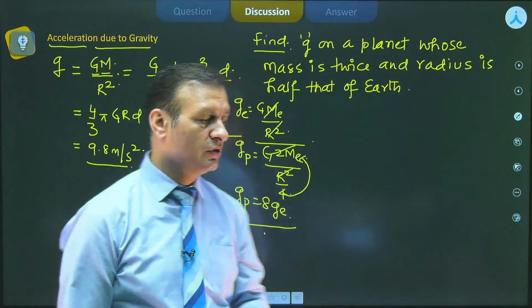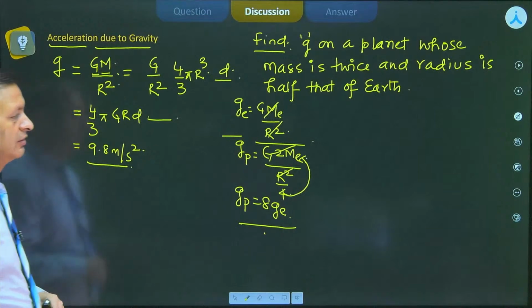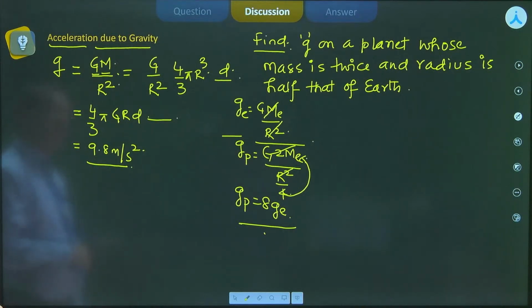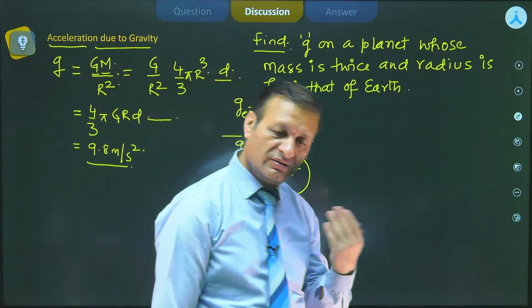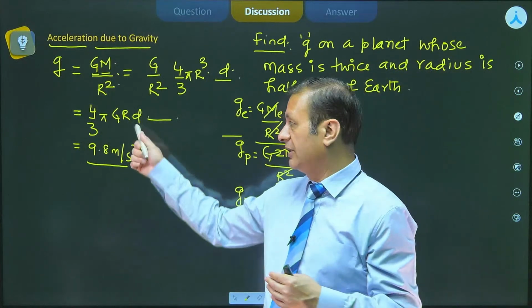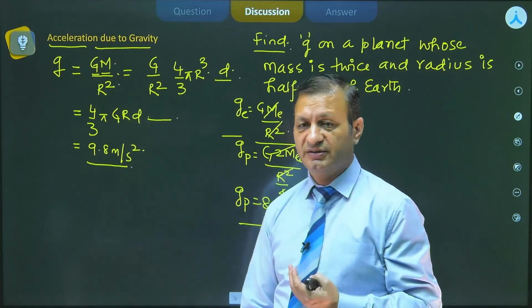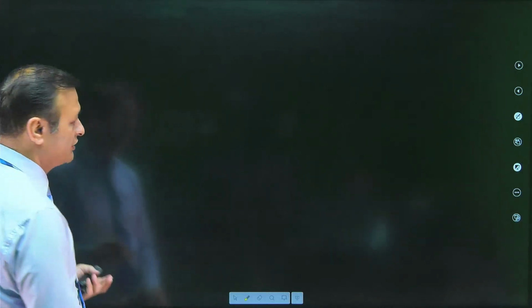This is how. You can have a question based on this formula also, where the same numerical can be asked in a different way, like the size is double or the density is the same, or you can be given the radius and density of the planet with respect to Earth. So that is another question, and you can solve it again by doing the calculations in ratio form. Any doubt from this part?